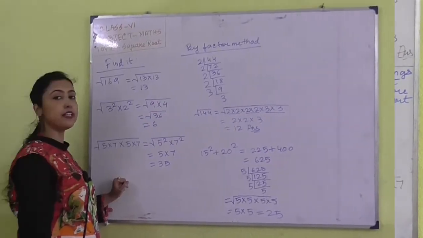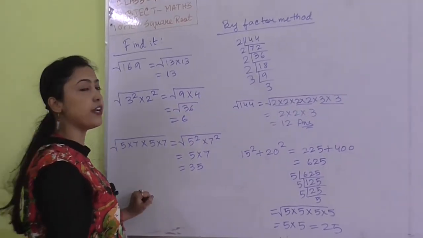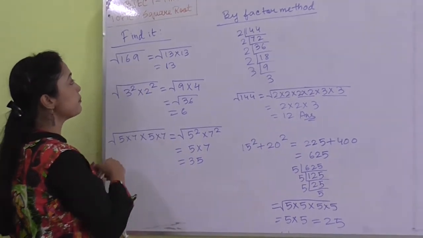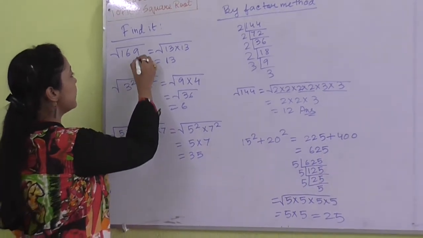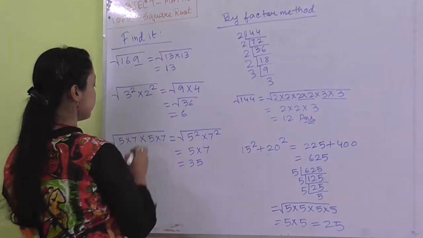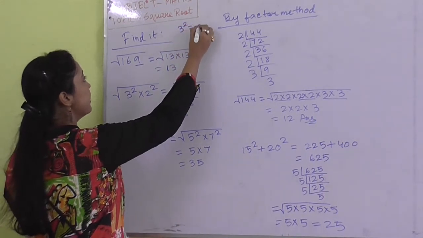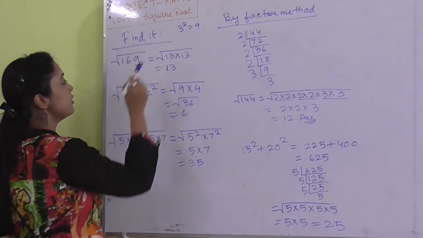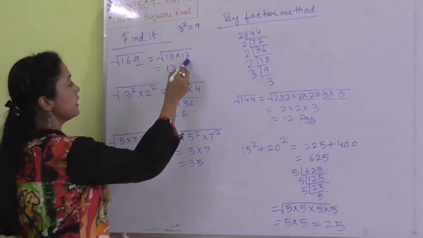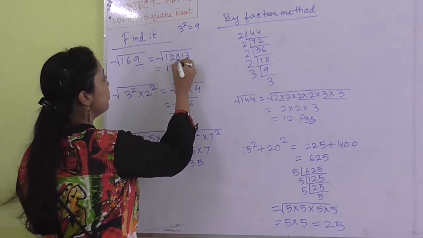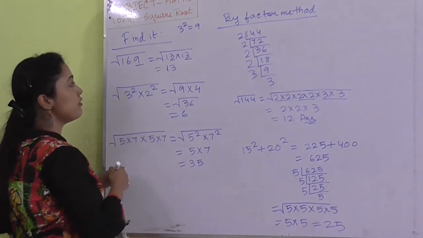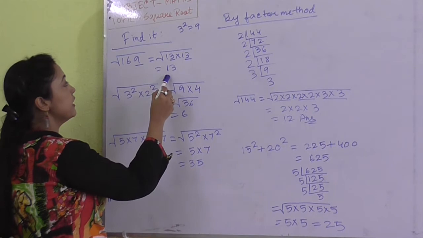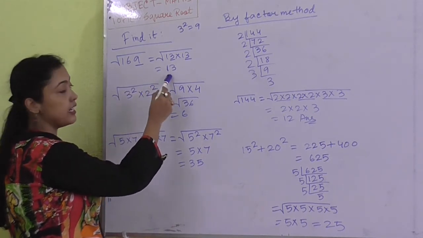Here are some simple tricks of square root. Here you have been told to find out the square root of 169. Here you can see that 9 is in the unit place. We all know that 3 square is 9. So you have to find a number whose last digit will be 3. So 13 into 13, in this the unit place is 3. 3 into 3 will be 9. So 13 into 13 is 169. So the square root of 169 is 13.